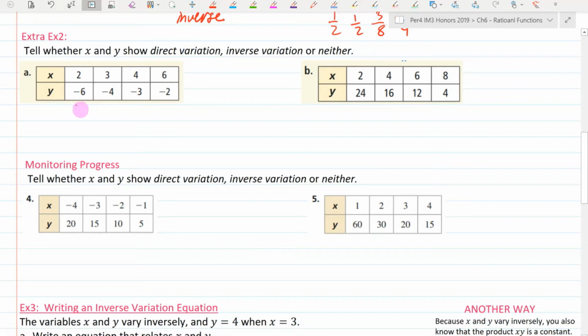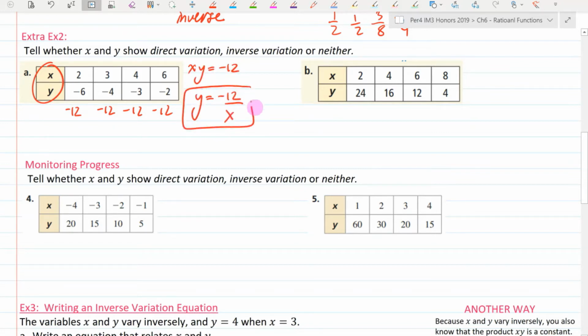All right. So for this one, if I multiply, I get negative 12, negative 12, negative 12, negative 12. So again, x times y equals negative 12. So y is equal to negative 12 over x. And that's inverse variation. For the next one, if I multiply, I get 48.